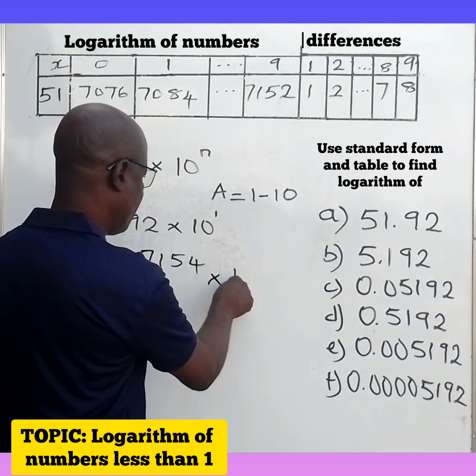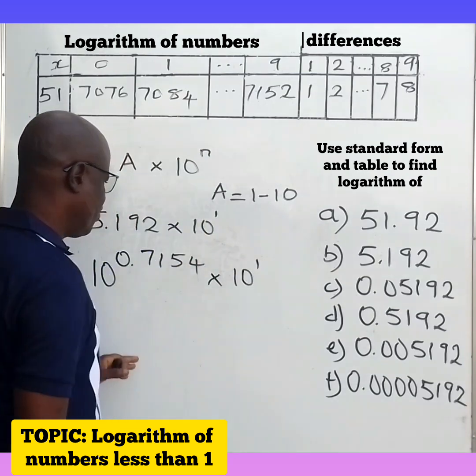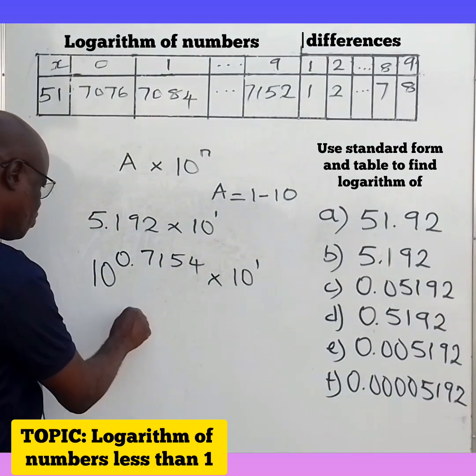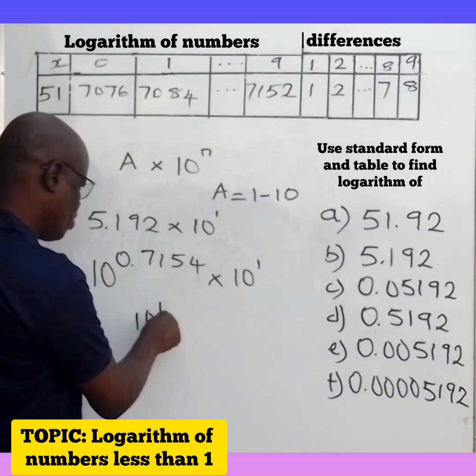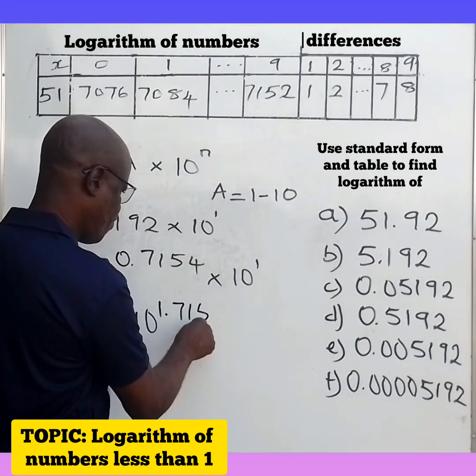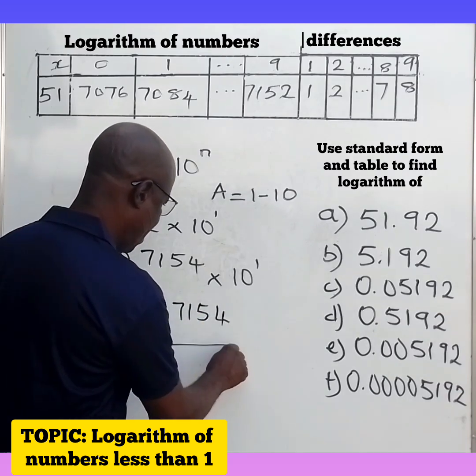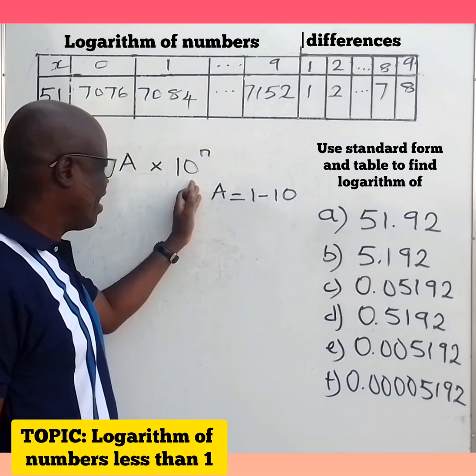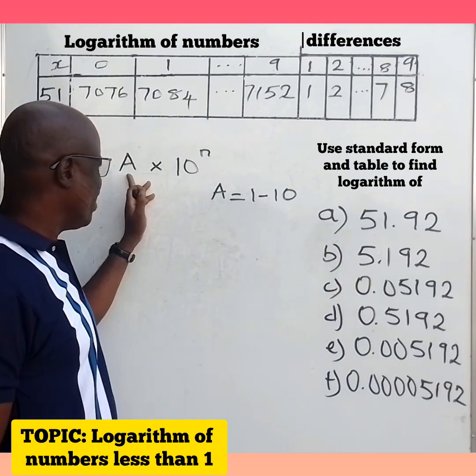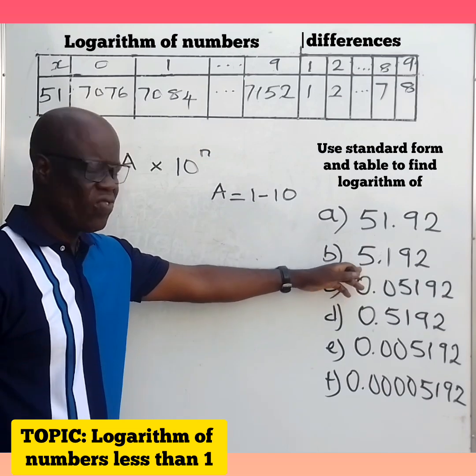So then you now have 10 raised to the power 1 here. So they have the same base. So you write this one down. Add this and this. That's 1.7154. And that's all. For the second one, it's already conformed to this arrangement in that your A is between 1 and 10, which is 5.